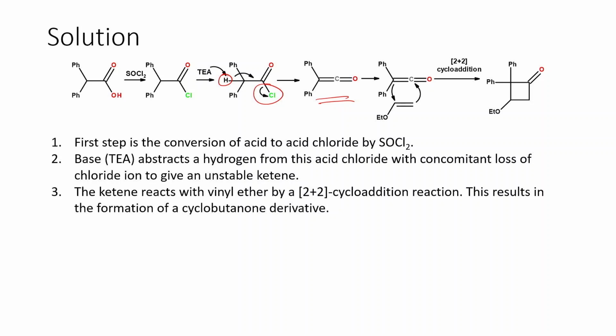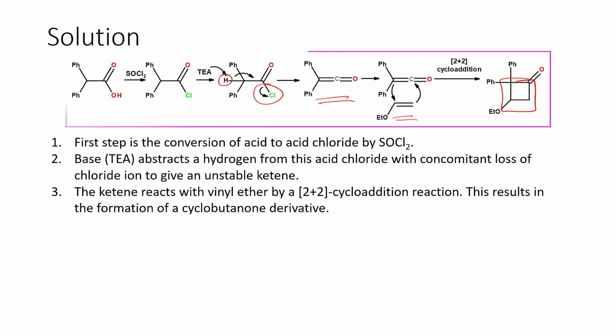Once the ketene is formed, the next step is the reaction of the ketene with the vinyl ether. This is nothing but a simple 2+2 cycloaddition reaction. When a 2+2 cycloaddition reaction happens, we end up with a 4-membered ring as the product. So here, if you look, this is the final product. Option B is the correct answer for this reaction, because the ethoxy unit is not lost during that process. In option A there is no ethoxy unit, so that is the reason option B is the correct one for this particular problem.